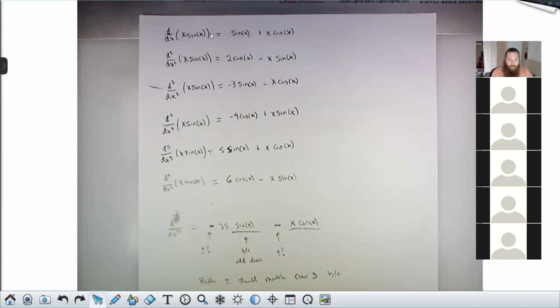And then the 33rd derivative would have a plus here and a plus here because that's starting back over in that cycle. The 34th derivative would have a plus here and a minus here because that's the second place in that cycle, 2 past a multiple of 4. And then the 35th derivative would have a minus here and a minus here because that is 3 past a multiple of 4.